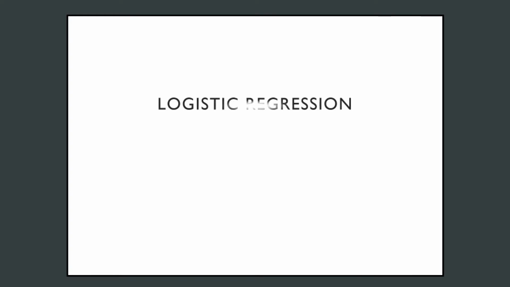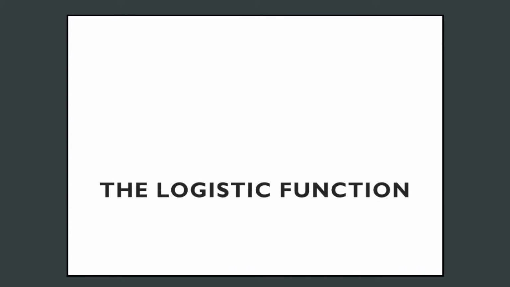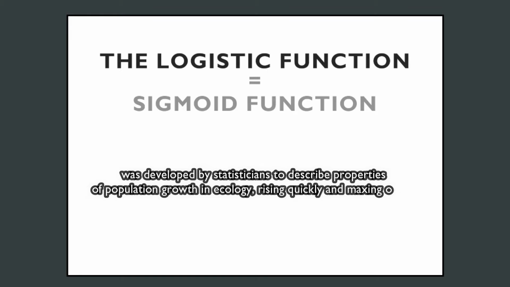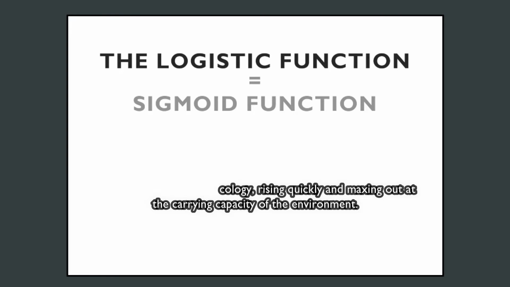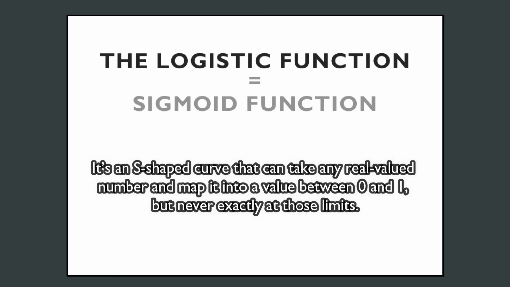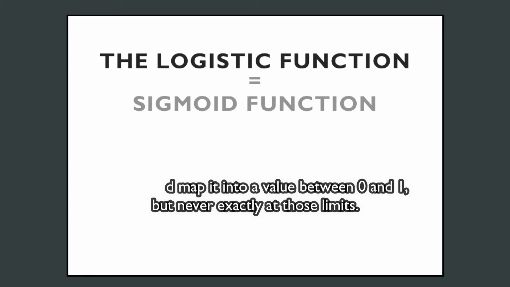Logistic regression is named for the function used at the core of the method, the logistic function. The logistic function, also called the sigmoid function, was developed by statisticians to describe properties of population growth in ecology, rising quickly and maxing out at the carrying capacity of the environment. It's an S-shaped curve that can take any real-valued number and map it into a value between 0 and 1, but never exactly at those limits.